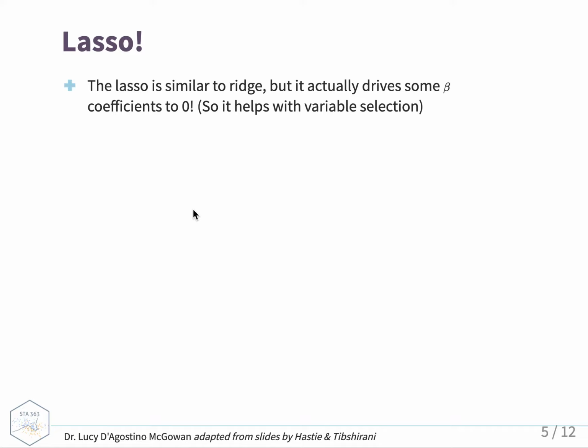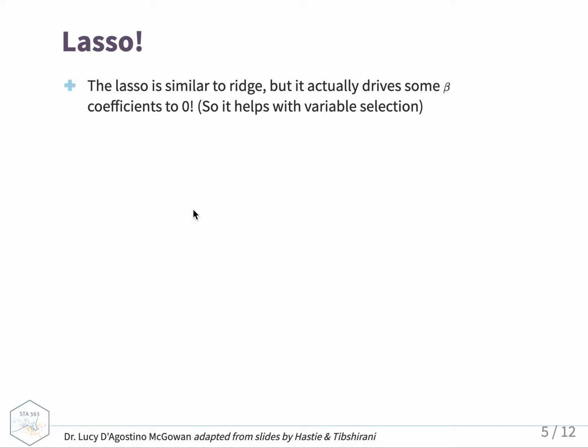So in comes the lasso. The lasso is similar to ridge, but it actually drives some of those beta coefficients to zero. It drives them to be exactly equal to zero, which helps with variable selection. Sometimes when we're fitting a model, if you have tons of predictors, especially in the case where P is greater than N, we want to be able to decide which variables are key to our model and select which ones we need to focus on.